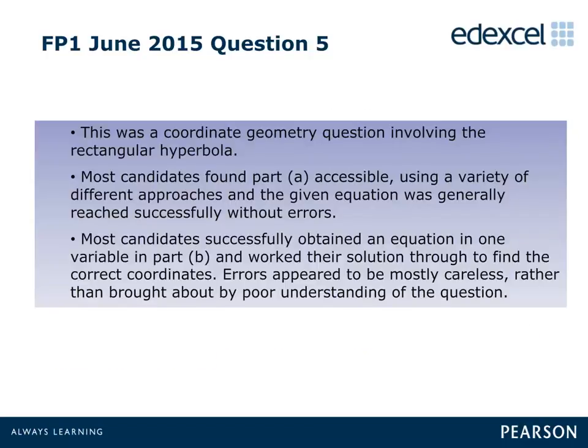This was a coordinate geometry question involving the rectangular hyperbola. Most candidates found Part A accessible, using a variety of different approaches, and the given equation was generally reached successfully without errors.